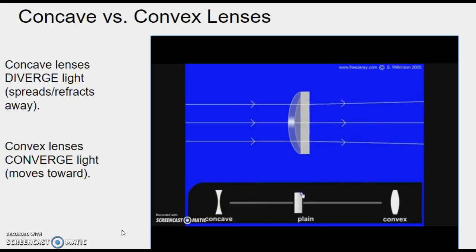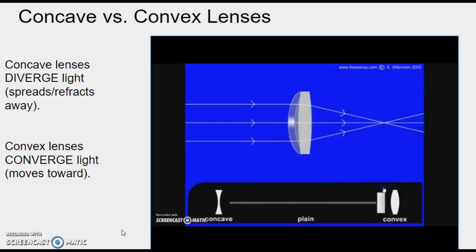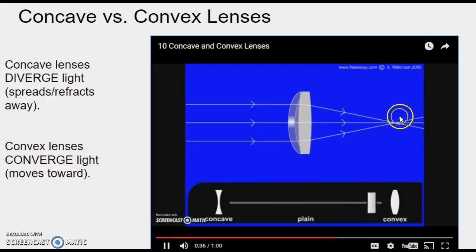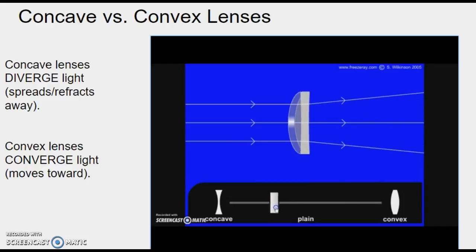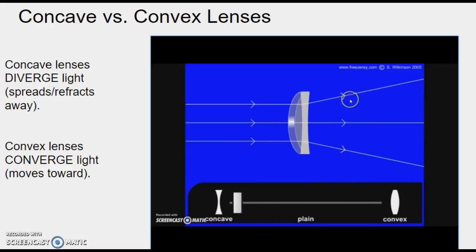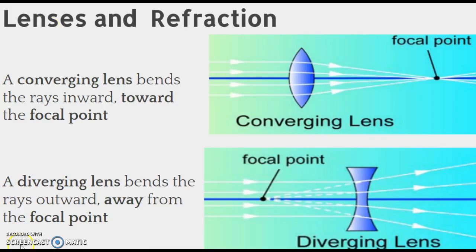If I have a convex lens, it's going to be converging. So notice the convergence, I'm changing the location of the focus. So here I have the changing of my focus with convex. Once again, they converge. Convex converges, and concave diverges. Diverges means moves away. So I have divergence here. So we're really looking at lenses and refraction.